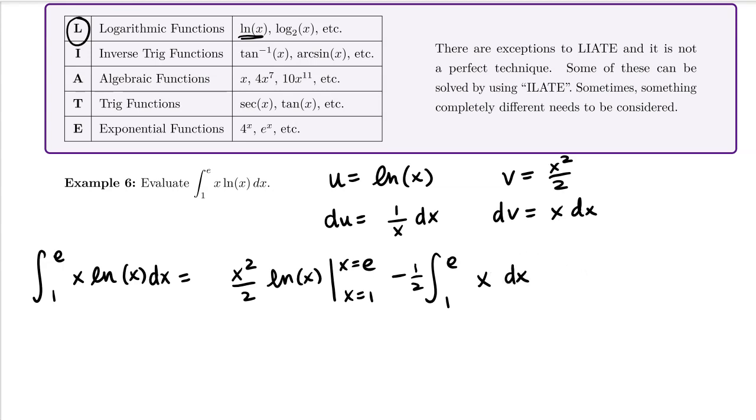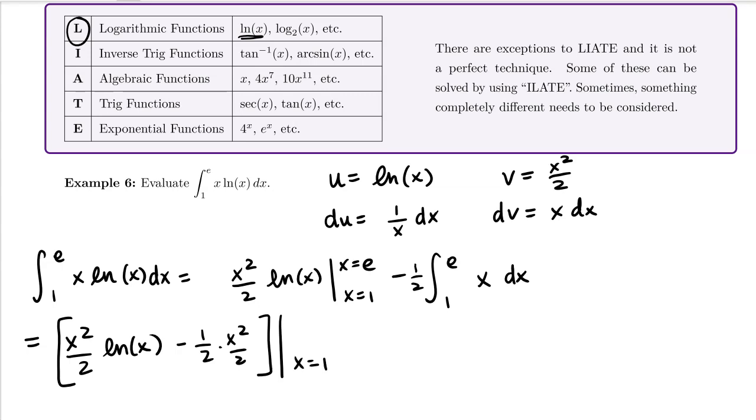Okay, and then if I integrate that, that's going to give me x squared over 2 times the natural log of x minus 1/2. The antiderivative of x is x squared over 2. And then this entire thing is being evaluated from x equals 1 to x equals e. I'm going to go ahead and rewrite this as x squared over 4, and then we can start evaluating.